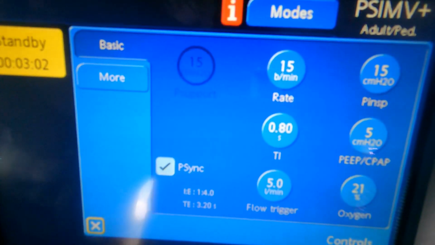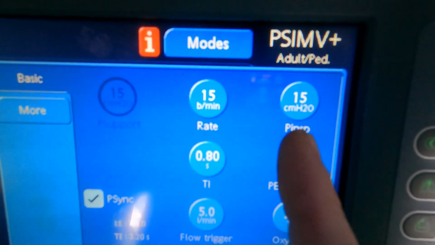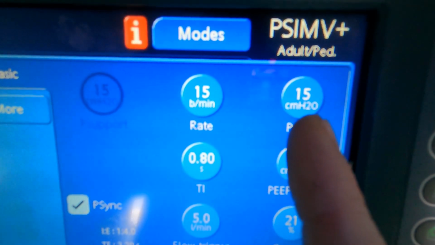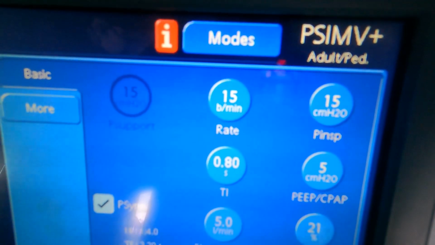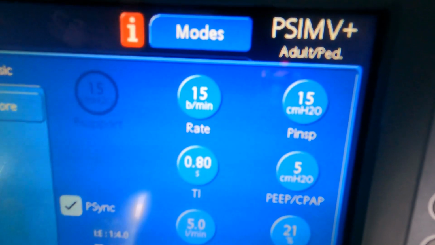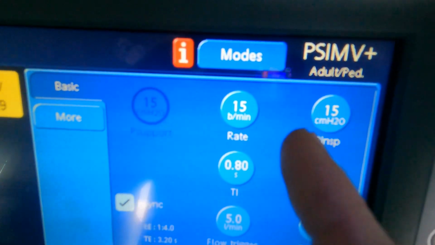remember that you're going to have some different controls that you wouldn't normally have. Here we're going to be giving an inspiratory pressure. Per our protocols, that is based on their age. So if they're less than 12 months old, that would be 15. And if they are greater than 12 months old, then we would be changing this to 20.